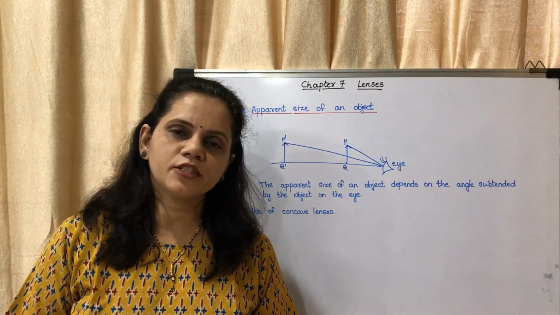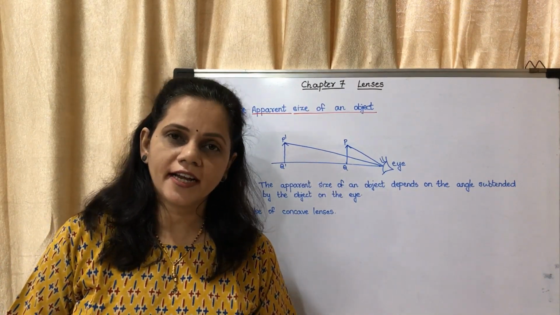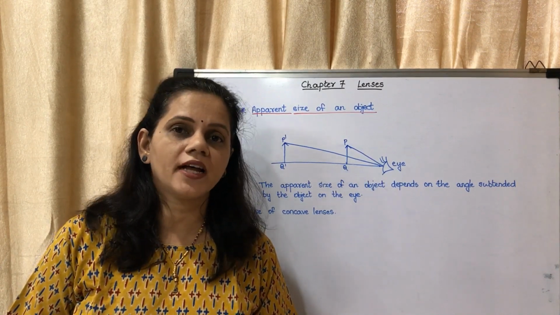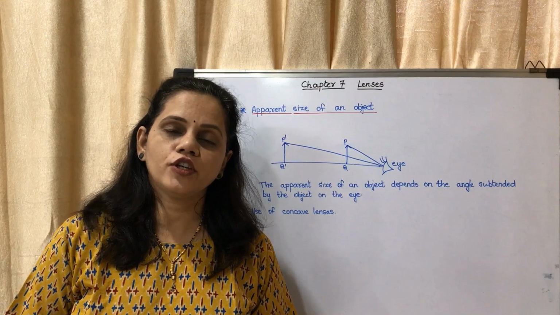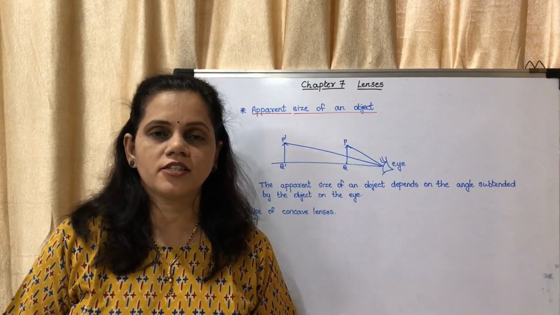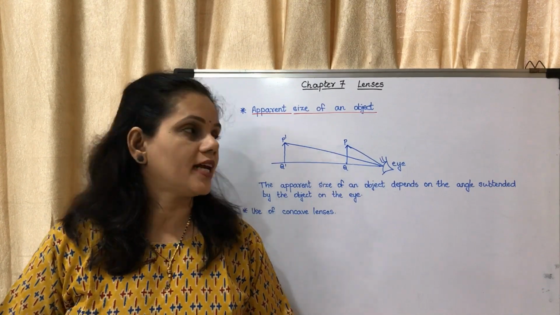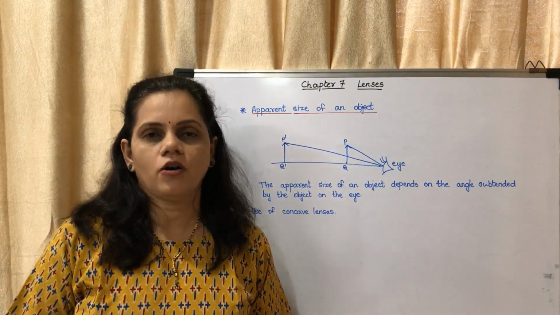So did you read the textbook? Have you understood how to draw the ray diagrams? Have you understood what is the structure of human eye? What are the parts of human eye? What are its functions? These all are very important questions. Today we may move on to the next topic, that is apparent size of an object.